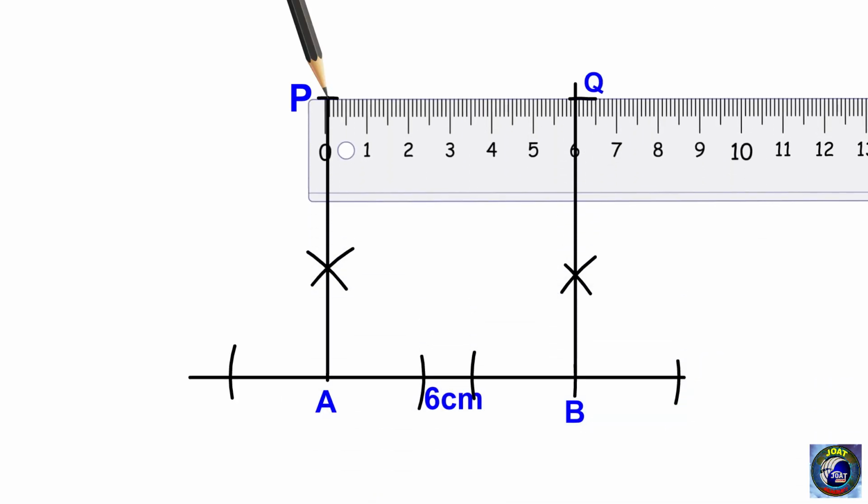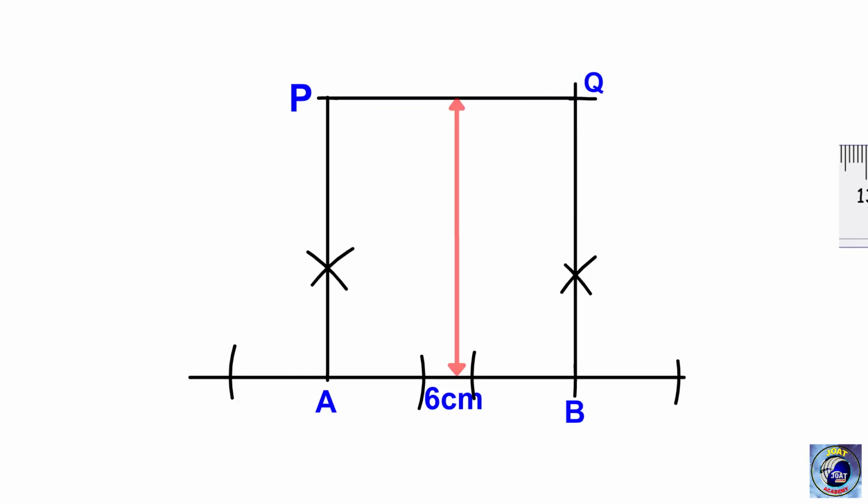Finally, using your ruler, draw a straight line joining P to Q. The line PQ is parallel to the line AB.